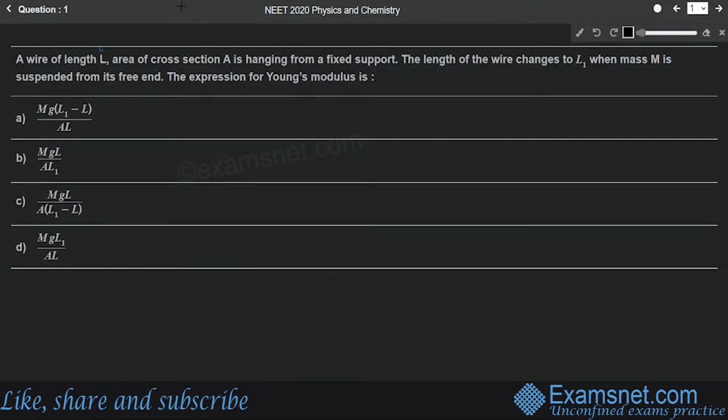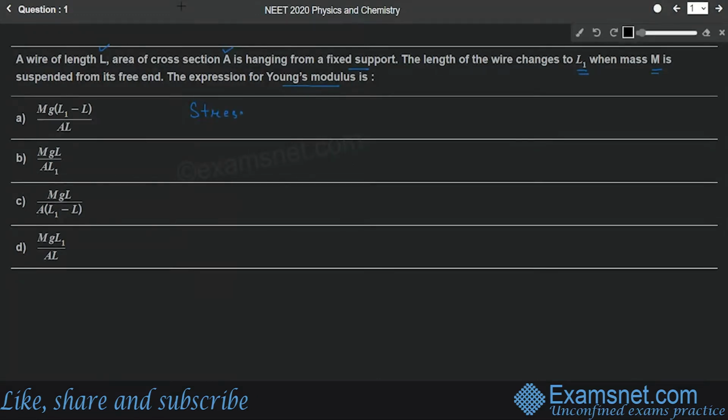A wire of length L, area of cross section A is hanging from a fixed support. The length of the wire changes to L1 when mass m is suspended from its free end. So the expression for Young's modulus is? For Young's modulus, we need two quantities, that means stress and strain.